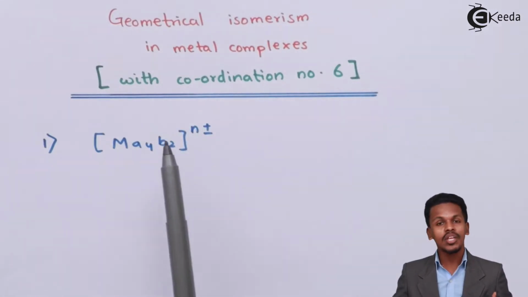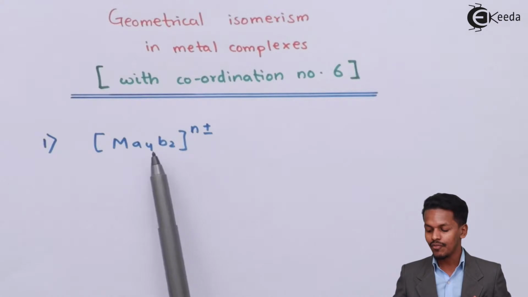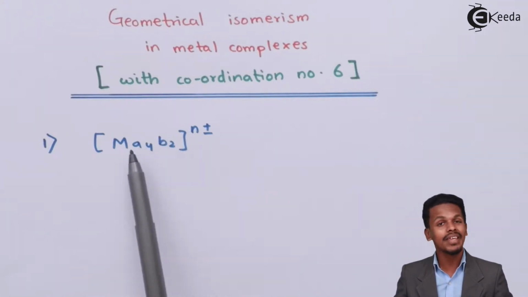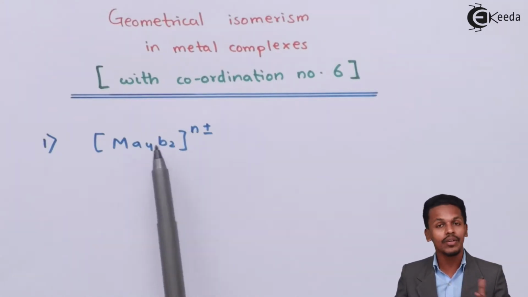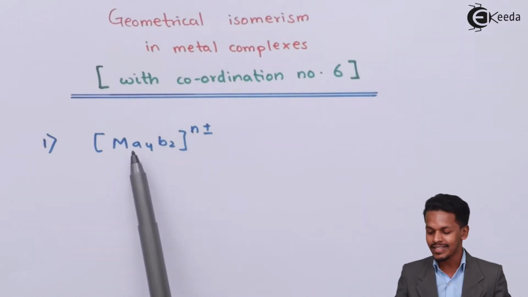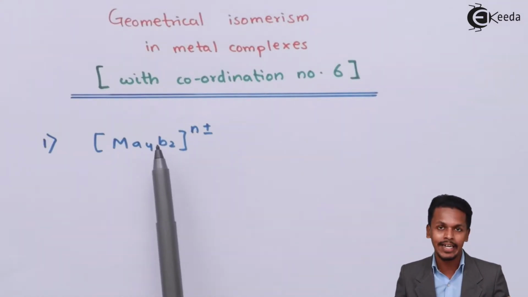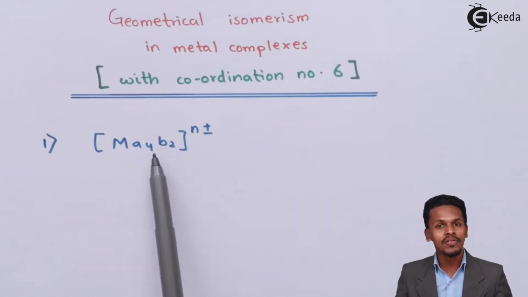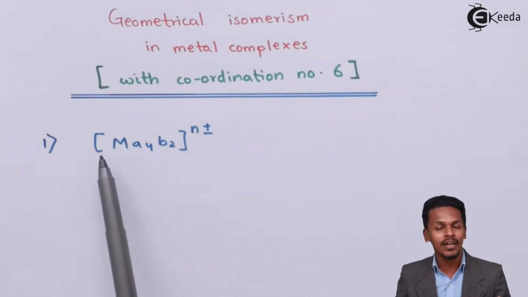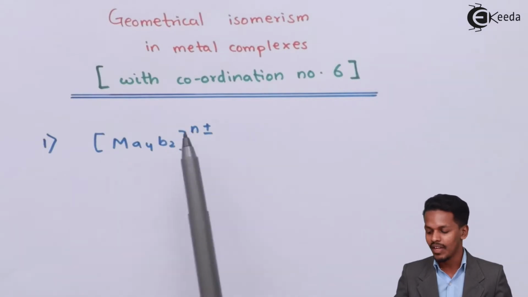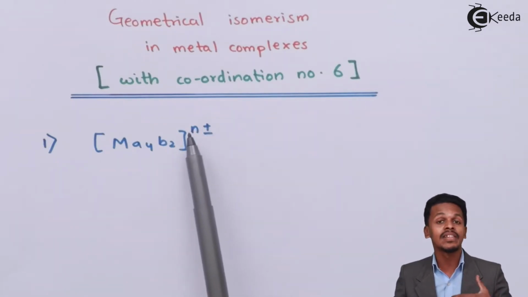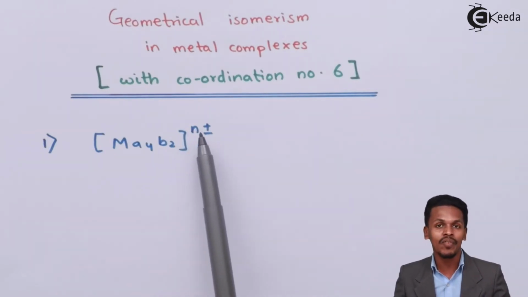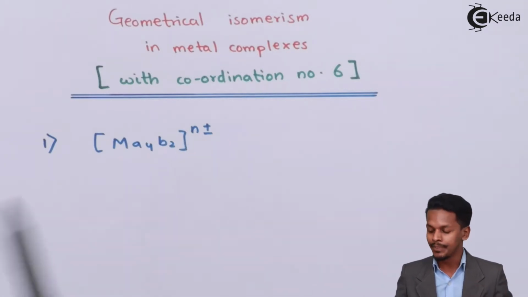So friends, the first type is MA4B2. In this case, A and B are different ligands, and both are monodentate ligands. There are 4 molecules of A and 2 molecules of B associated with the central metal atom M, where n represents the number of positive or negative charges on the complex ion.